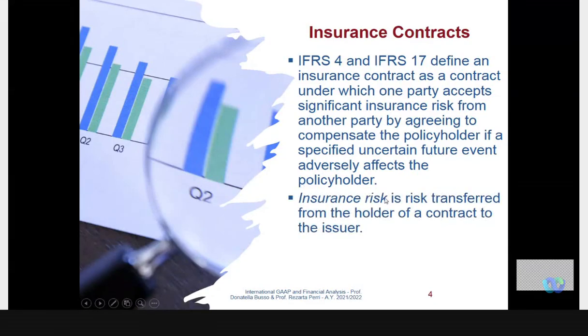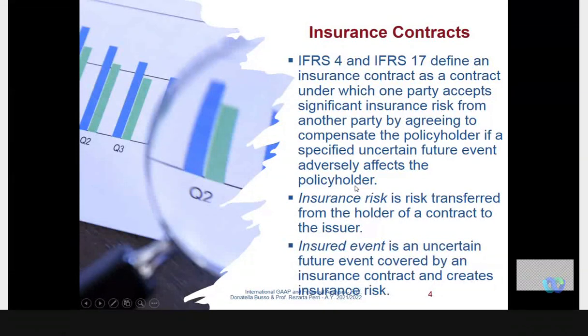Now, what is insurance risk? This is the risk that is transferred from the holder of a contract to the issuer. That means that if I buy an insurance policy, I'm not the company, I'm an individual. If I buy the insurance policy, I've transferred the risk from me, the holder of the contract, to the issuer, which is the insurance company. So basically, what insurance companies do is gather the risk from the policyholders, and they show their readiness to meet these risks later if specified events come true.